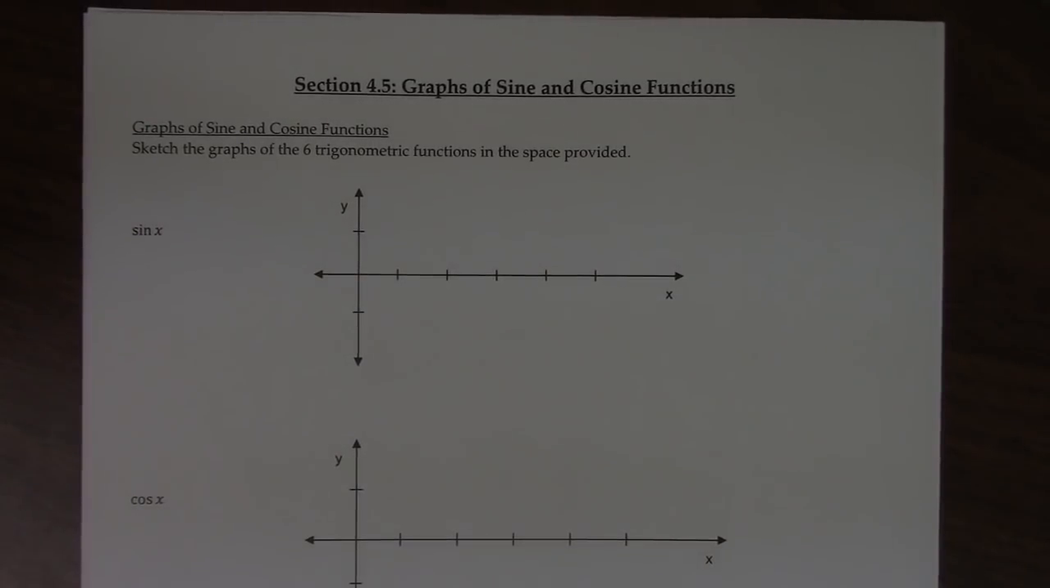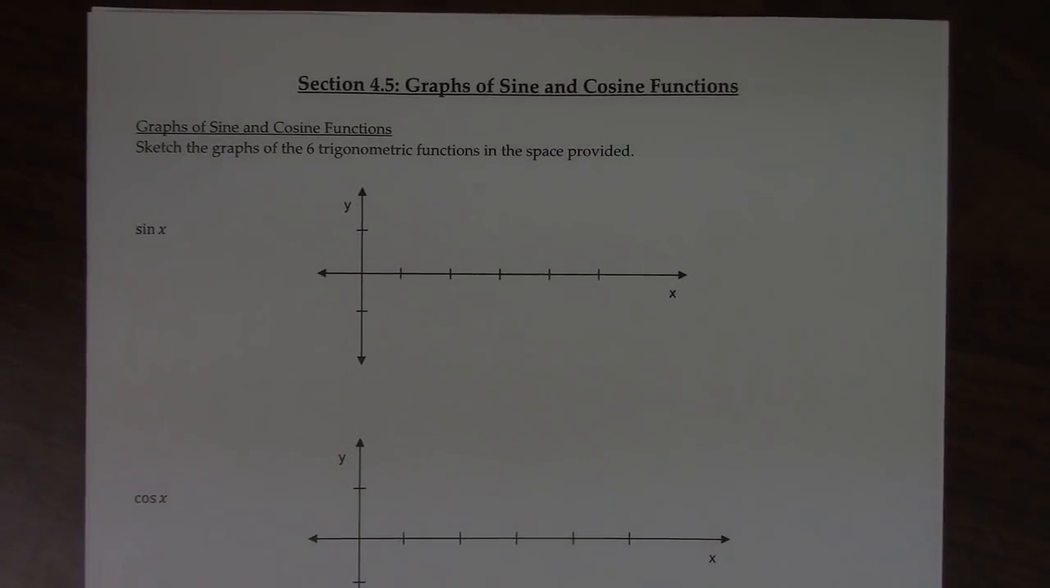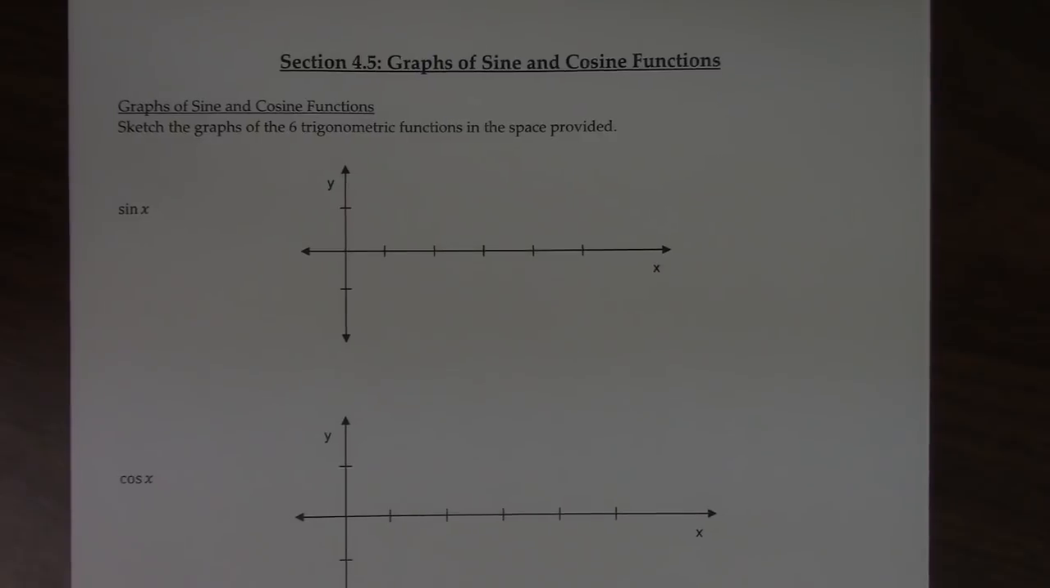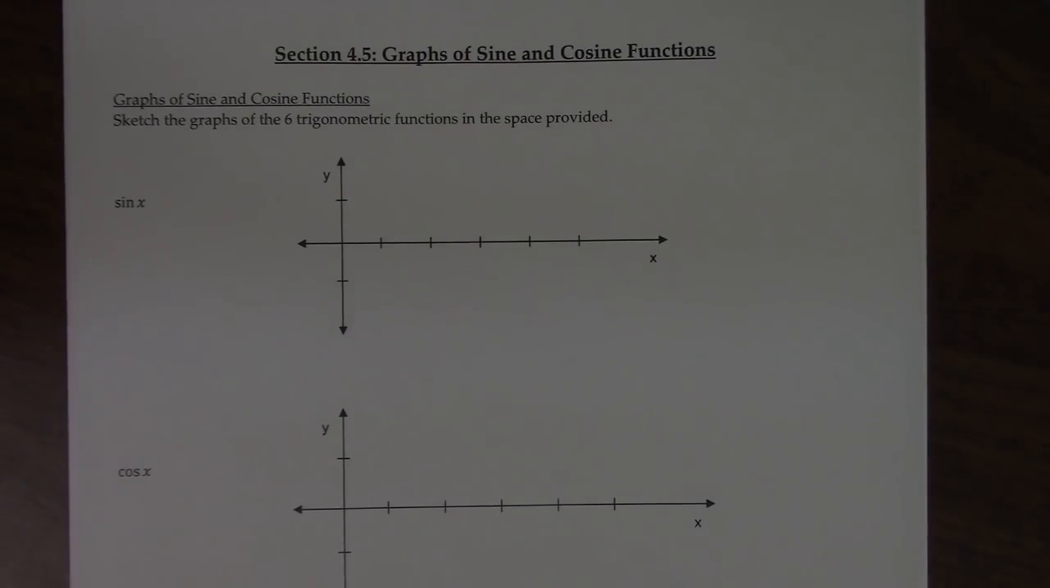Section 4.5 is graphs of sine and cosine functions. In order to work with various graphs of sine and cosine functions, we need to know what the graphs of sine and cosine look like. One way that you can generate the graph, if you don't have it committed to memory, is to use the unit circle to graph it very quickly.